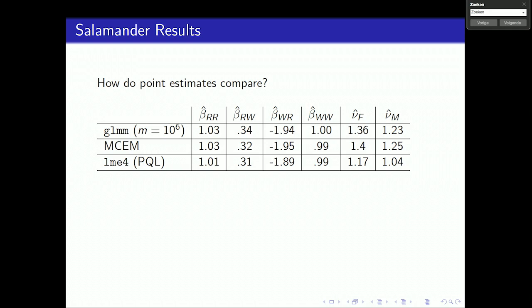So again, remember, MCEM converges to the actual maximum likelihood estimate. So by having my estimates look pretty much like the MCEM estimates, that's good. That means that we're agreeing on what the maximum likelihood estimates are. And then LME4 is getting point estimates that are a little bit too small, which is consistent with research on penalized quasi-likelihood.